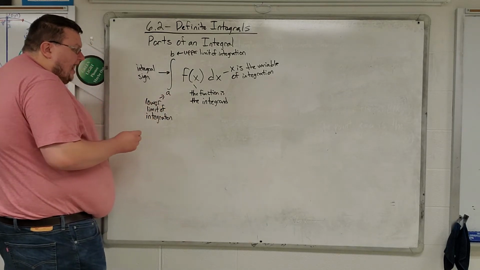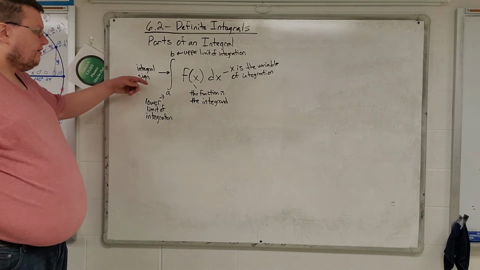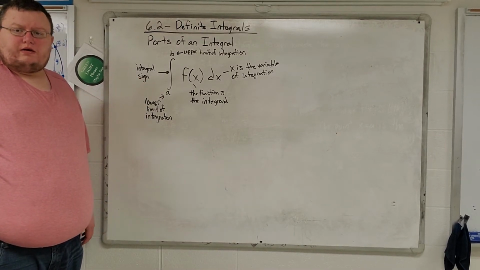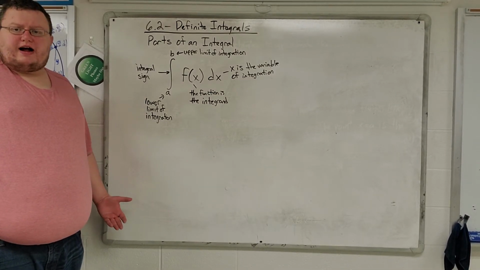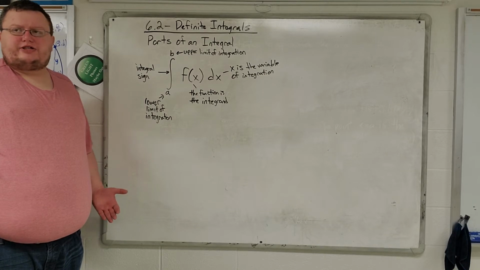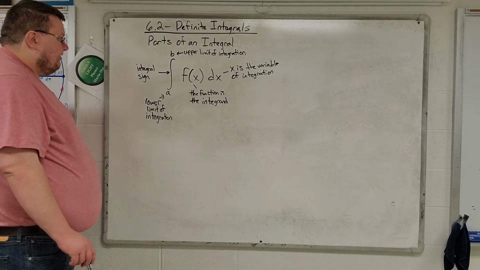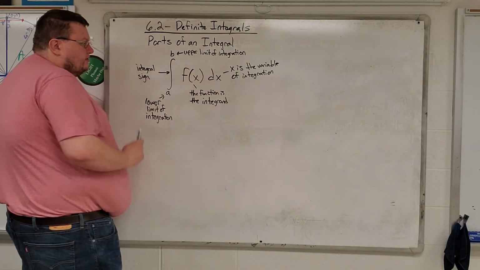You've got a here on the bottom of this integral. That's the lower limit of integration. That's going to be basically the left endpoint of your overall interval where we're interested in finding the area. So maybe we're interested in finding the area under the curve from -2 to +5. -2 would be my lower limit of integration. +5 would be my upper limit of integration, which is the b value.